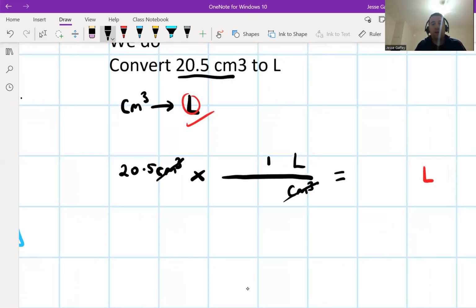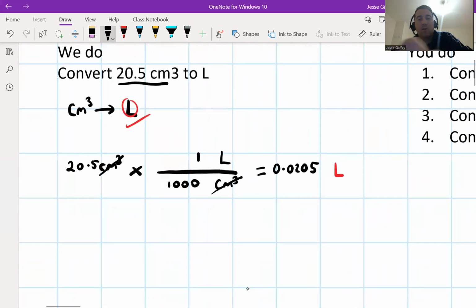What you should have said is for every 1 liter, we have 1,000 centimeters cubed. So 20.5 times 1 over 1,000. Pause the video and get the answer in liters now. Okay, what you should have got here is 0.0205 liters. So that is how we convert centimeters cubed to liters.